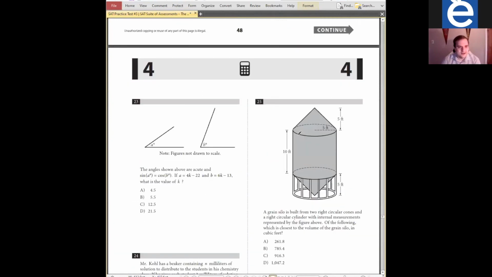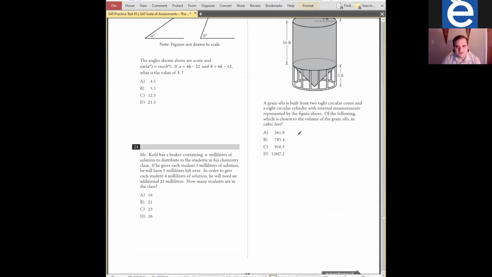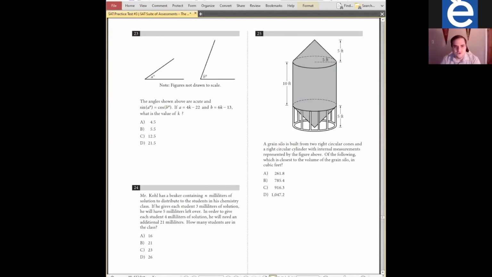All right, let's find a good one. A grain silo is built from 2 right circular cones and a right circular cylinder with the initial measurements represented in the figure above. Of the following, which is closest to the volume of the grain silo in cubic feet? This is one of those questions where we have a weird shape. What do we do? Let's just break it down into shapes we're familiar with. We have 2 cones and we have a cylinder.